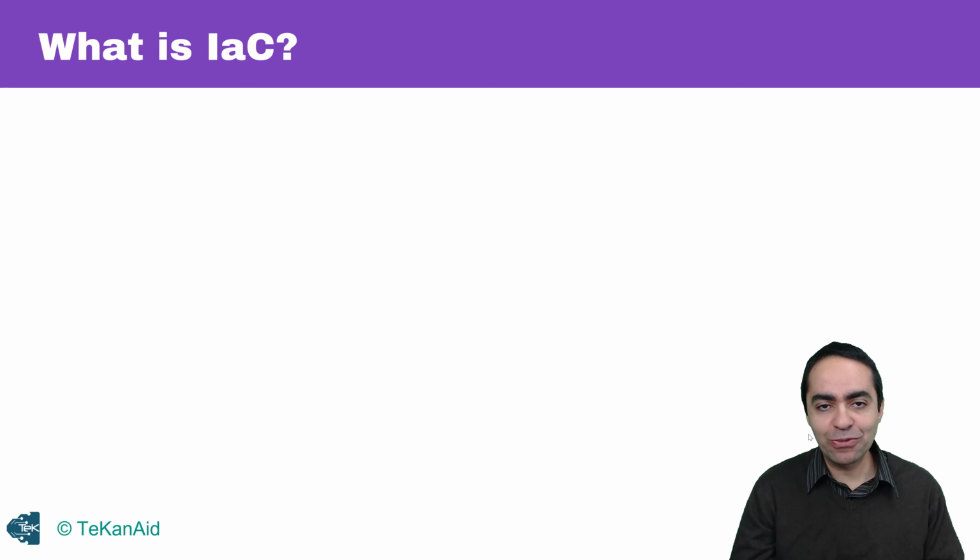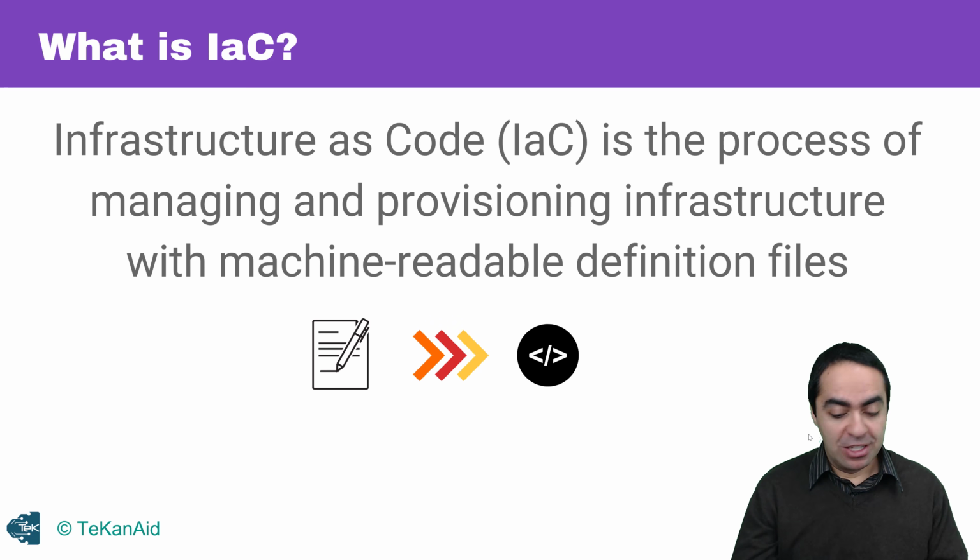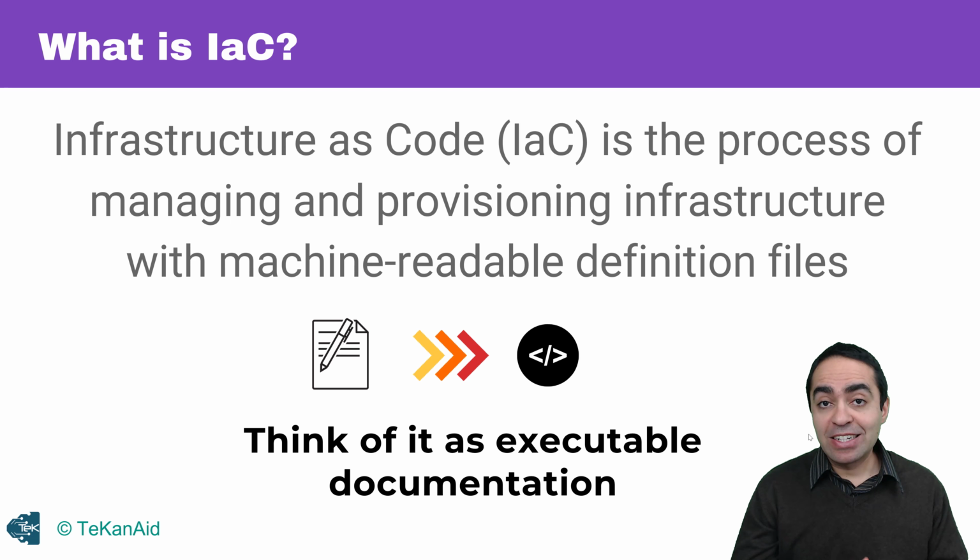All right, so what is infrastructure as code? Well, infrastructure as code is the process of managing and provisioning infrastructure with machine-readable definition files. So think of it as an executable documentation, if you will.